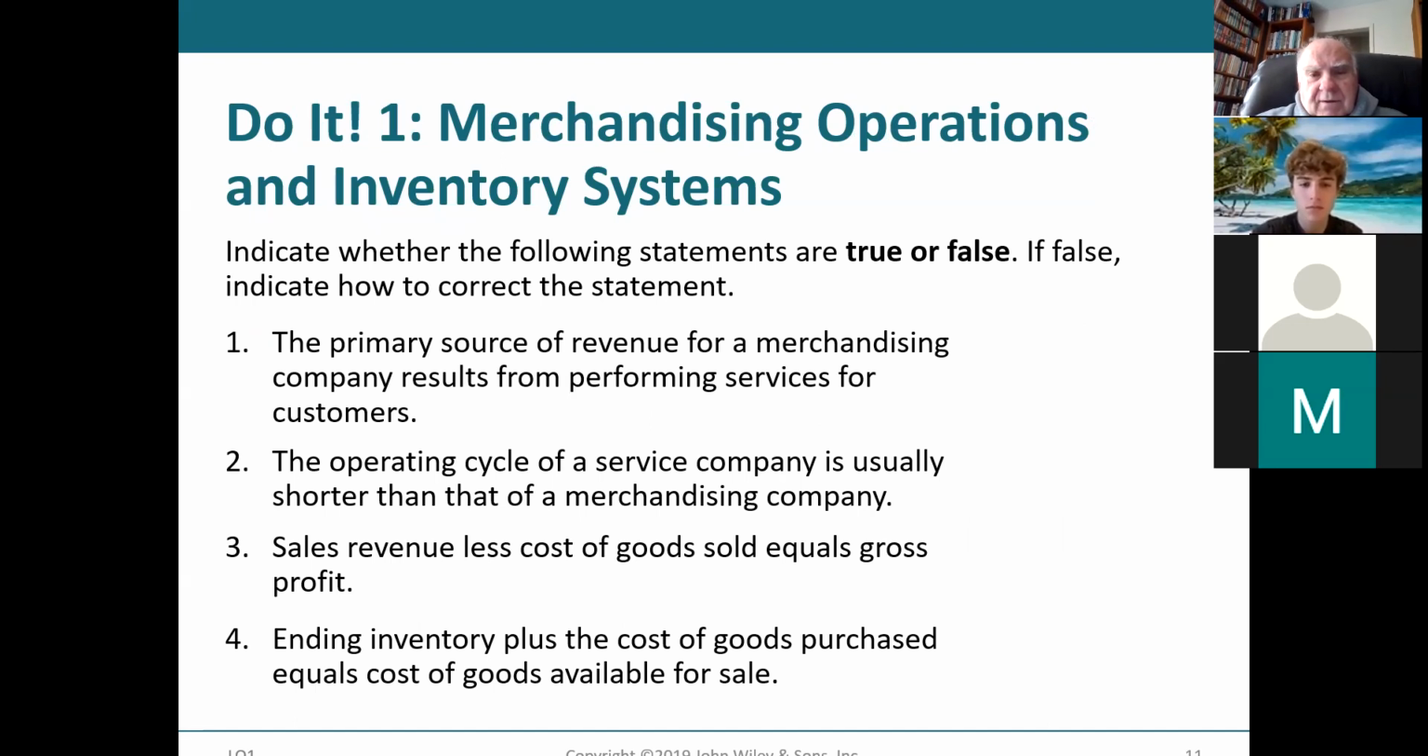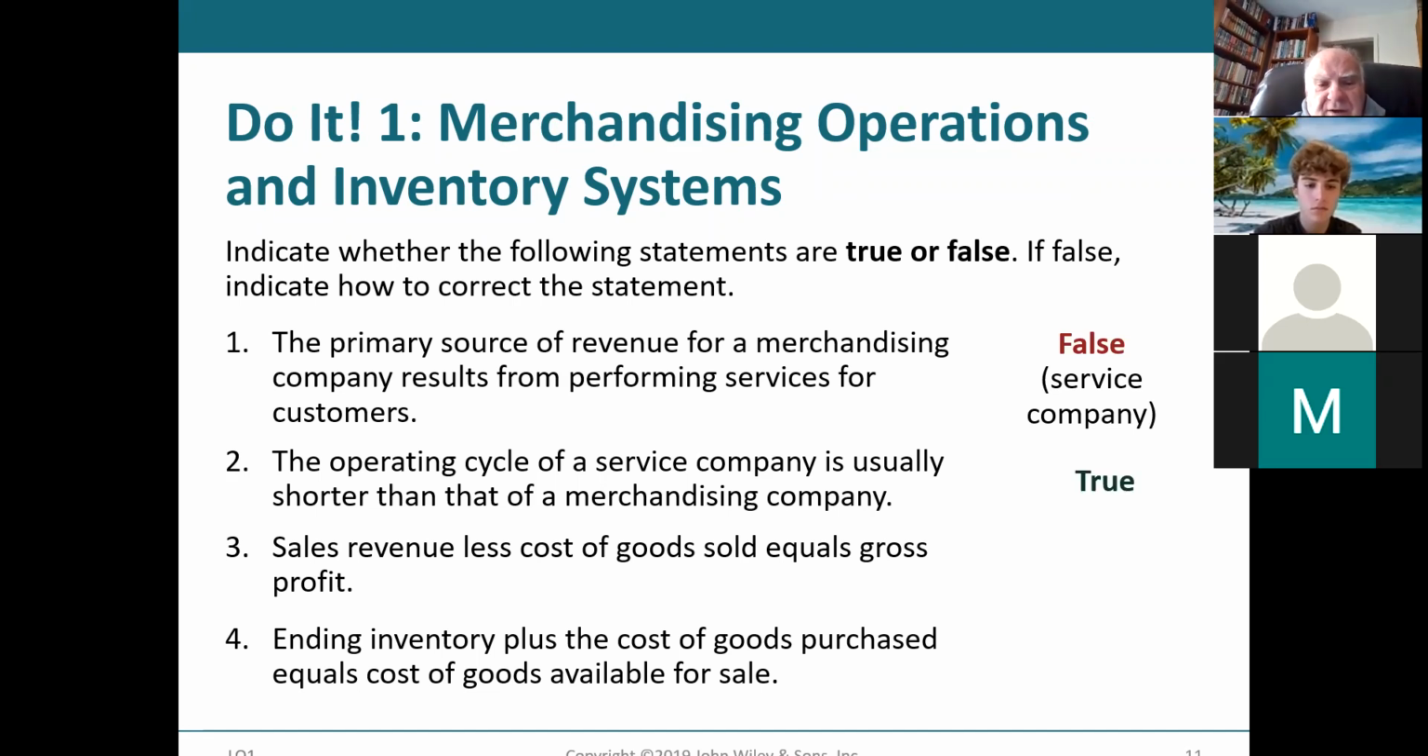Indicate whether the following statements are true or false. Let's see what we have here. The primary source for merchandising is not from performing services, it's from selling your product. The operating cycle of a service company is usually shorter than that of a merchandising company. I don't care about that. Sales revenue less cost of goods sold equals gross profit.